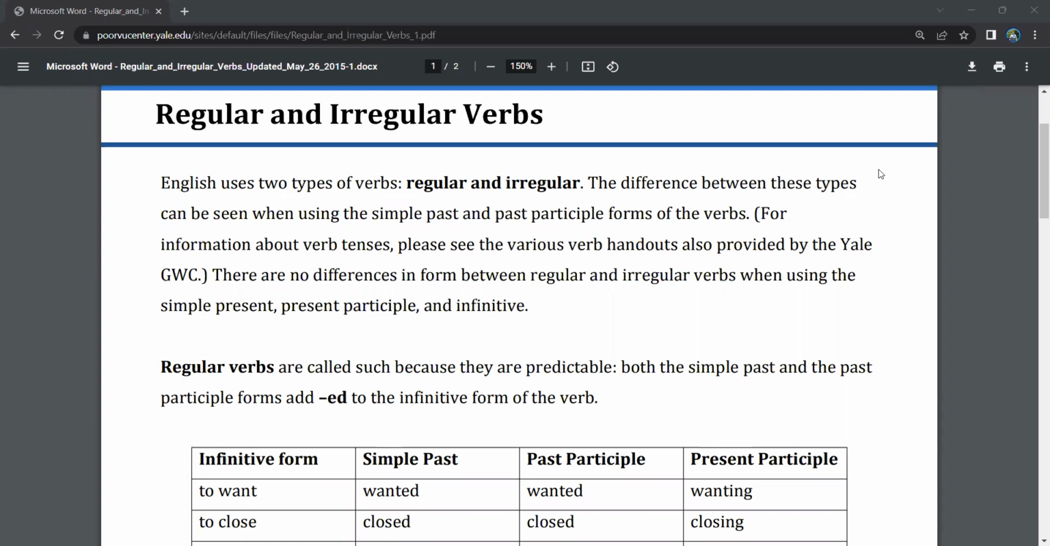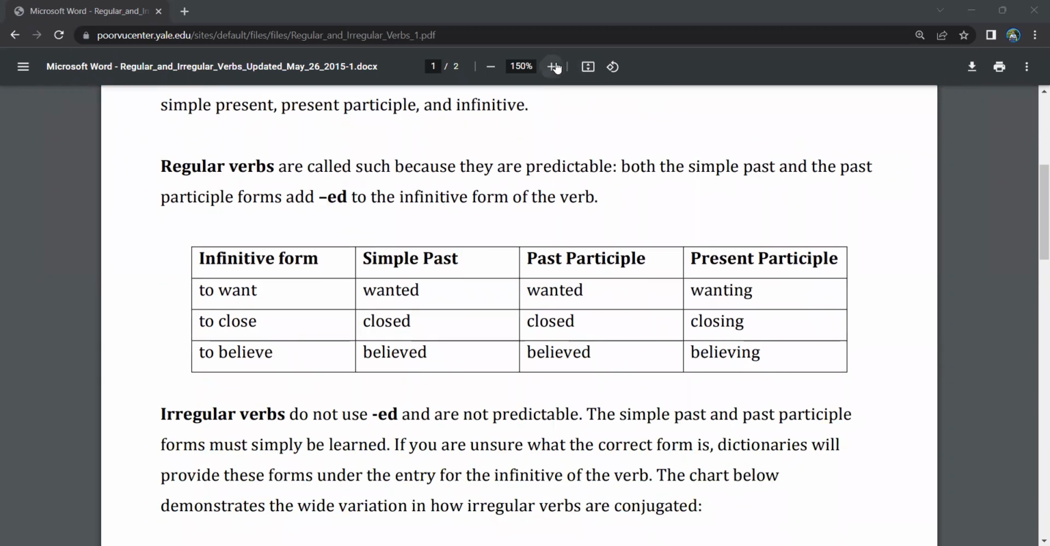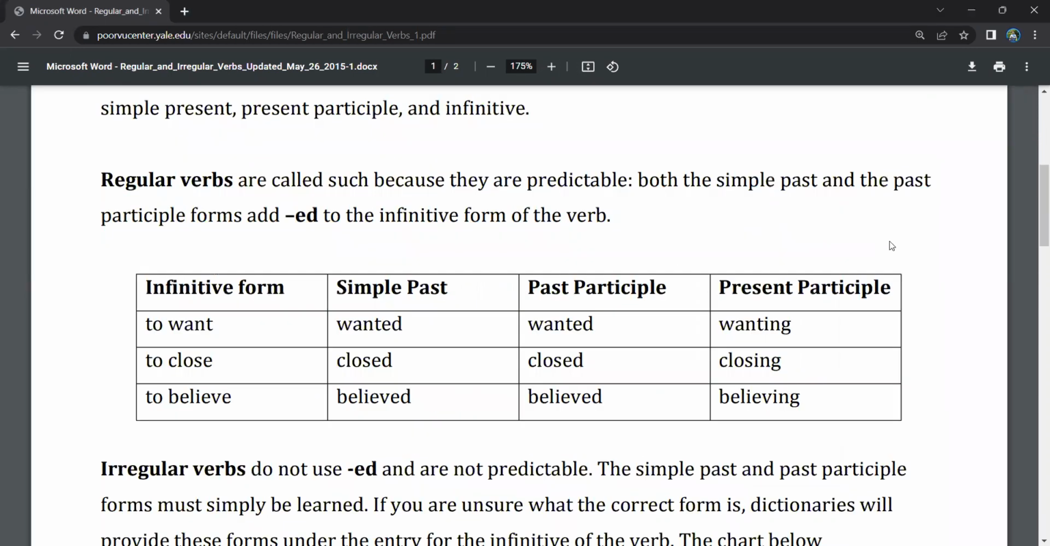Our topic for today is about regular and irregular verbs. So, what are their differences? First, regular verbs are called such because they are predictable. It's easier to identify regular verbs than irregular verbs because the clue would be just adding ed to the infinitive form of the verb. So how will you identify the infinitive form of the verb? Using the preposition to plus the simple or the base form of the verb.